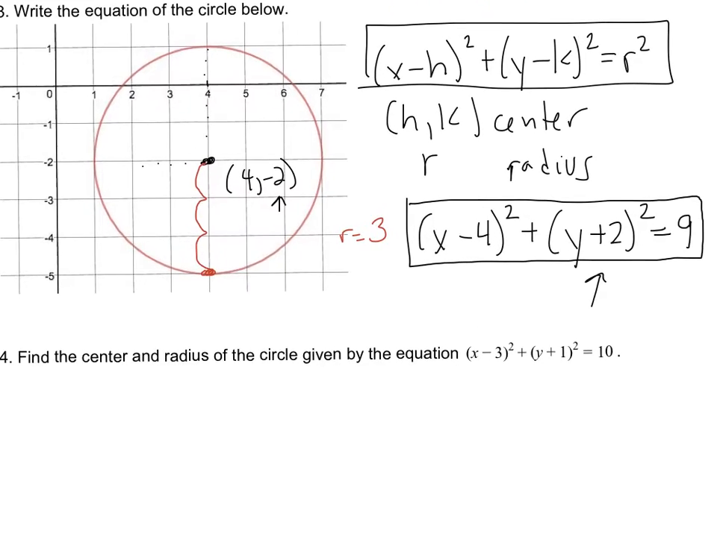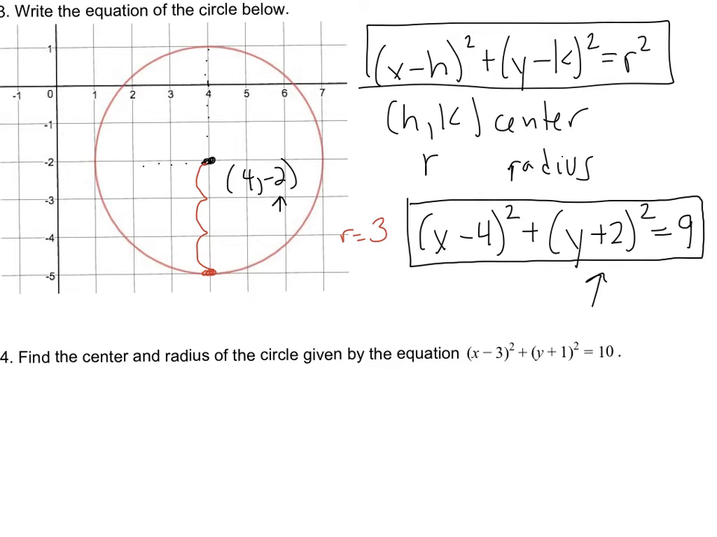All right, let's move to number 4. Number 4 has an equation, and we just want to find the center and the radius of the circle given this equation. Well, this is actually very similar to the problem we just did above, because in this case we have the equation and we want the center and radius.